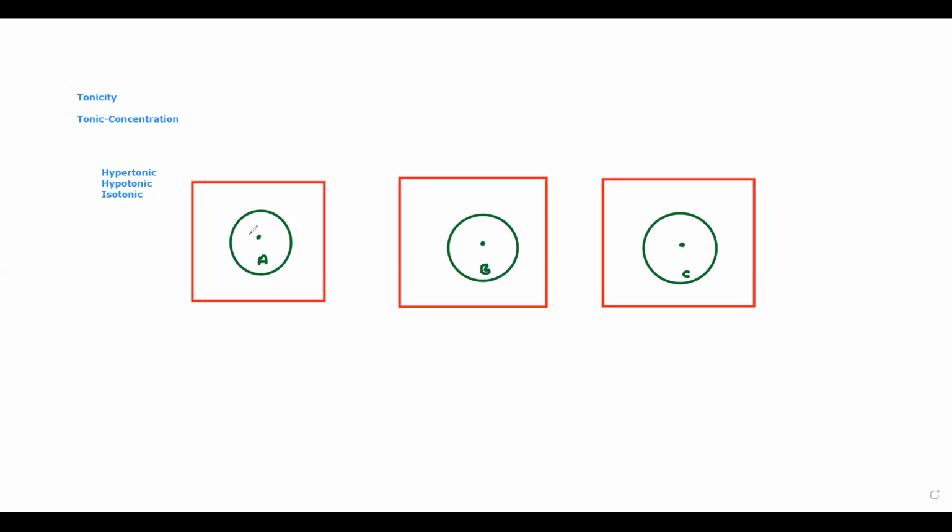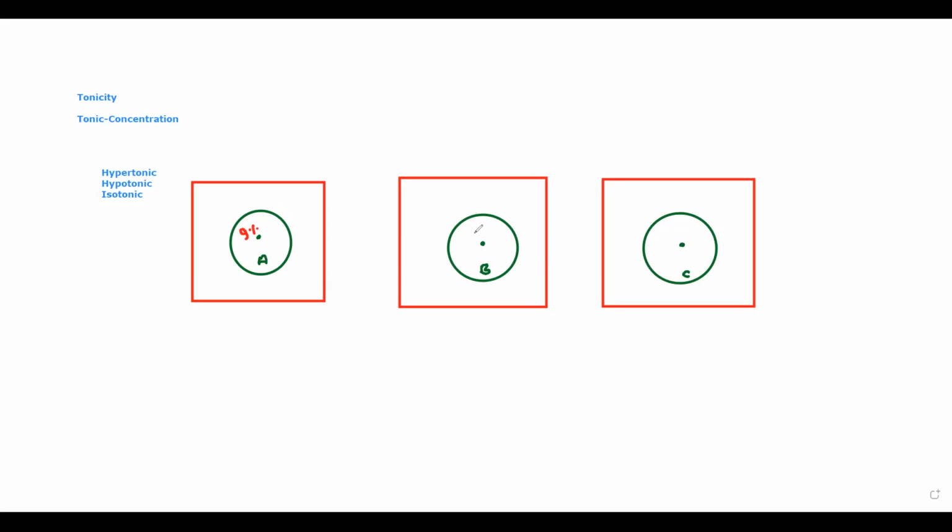Suppose the concentration of cytoplasm, because we also know that cytoplasm is also a type of solution which is present inside a cell. The solute concentration of cytoplasm is assumed to be 9%.